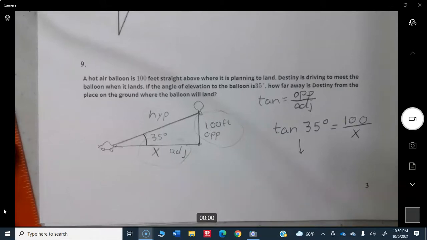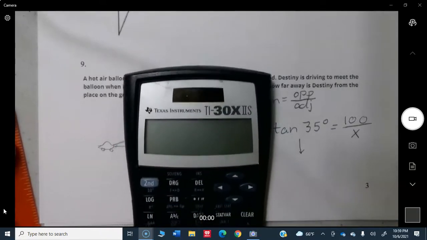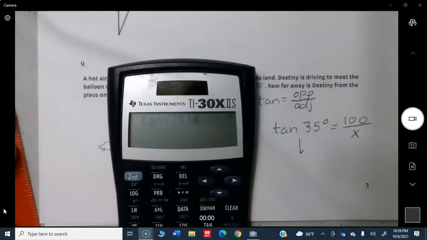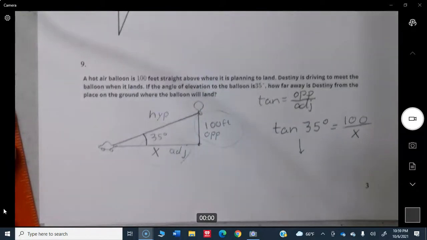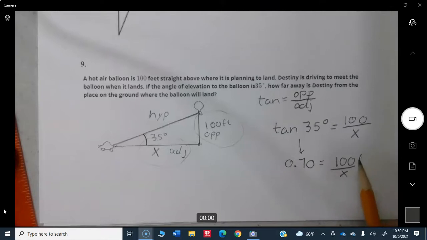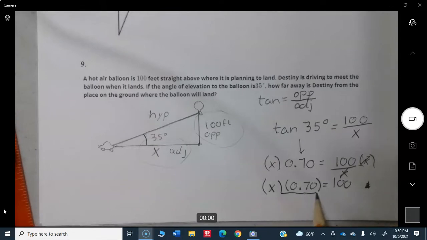I'm going to come down here and calculate the tangent of 35. There it is. Close the parentheses. And we get 0.700 equals 100 over x. So we're going to multiply both sides by x. Cancel, cancel. Now we got to get x by itself here, so we have to divide both sides. Let's rewrite this. Divide both sides by 0.7.